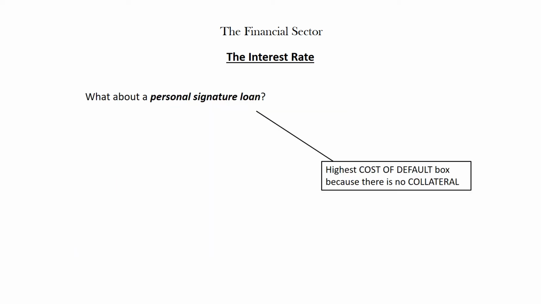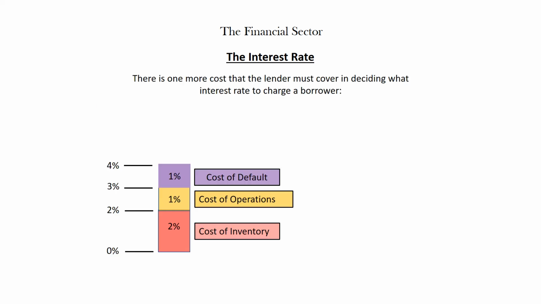In the case of a personal signature loan, the cost of default box will be very high. And that's because no collateral is used to secure the loan whatsoever. There is one more cost that the lender must cover in deciding what interest rate to charge a borrower. That is the cost of inflation.